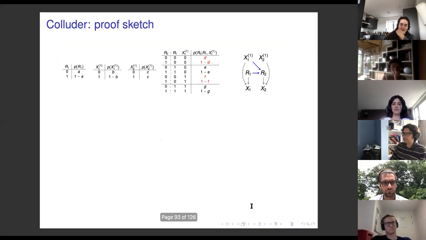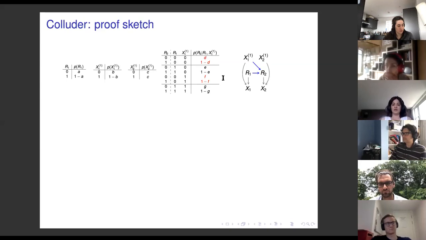So here are some probability tables. Each denotes the conditional distribution of each variable given their parents. R1, X11, and X21 don't have any parents, so there are 3 parameters here. And then R2 has two parents, R1 and X11. It has 4 parameters, and the red ones are the ones that are not identified. So how do we show that they are not identified?